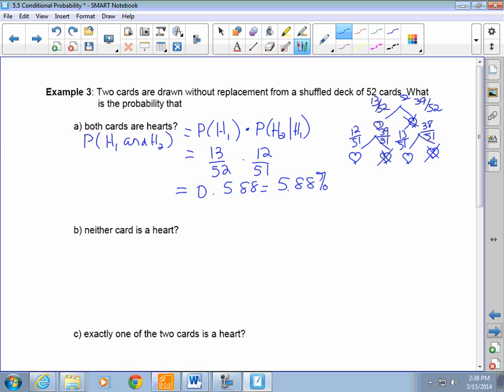So what is the probability that neither card is a heart? So that's the probability that the first card is not a heart, and the probability the second card is not a heart. So if we expand it, it's the probability of the first card not being a heart times the probability that the second card is not a heart. Oops, given that the first card was not a heart.